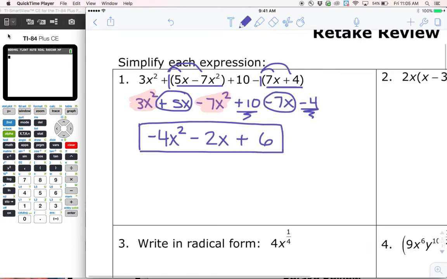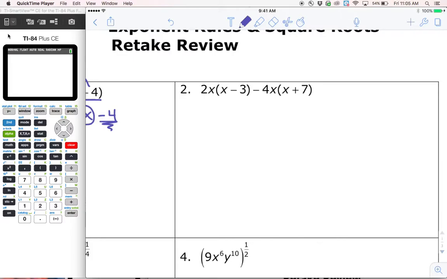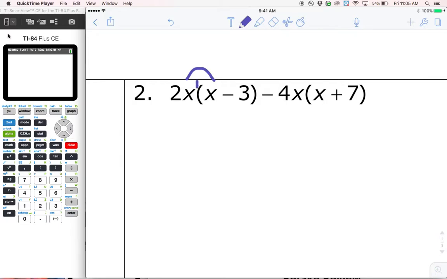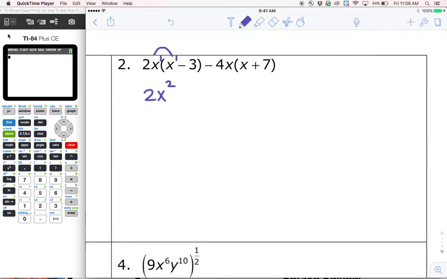Problem 2. We've got something very similar here, only now we're going to distribute with possible changes in exponents, right? When we multiply 2x times x, let's remember that each of these x's has an exponent of 1. And we know that when we multiply an x times an x, their exponents are added. So here we're going to get 2x squared, okay? And then we're going to keep going. Well, 2x times negative 3 is just negative 6x.